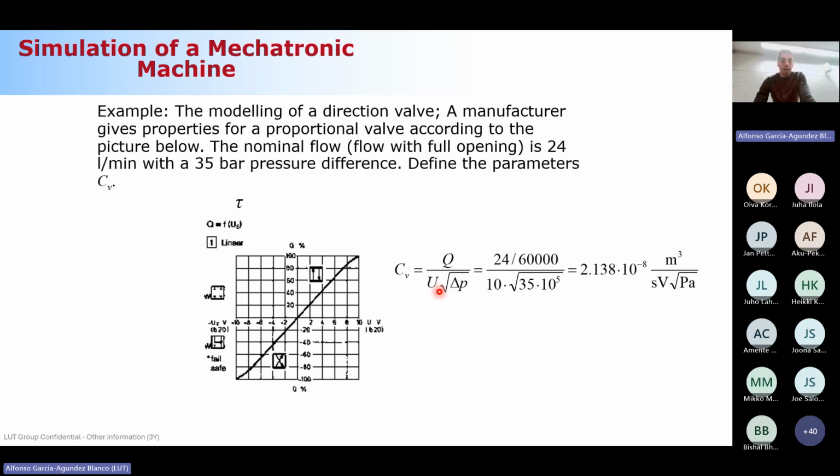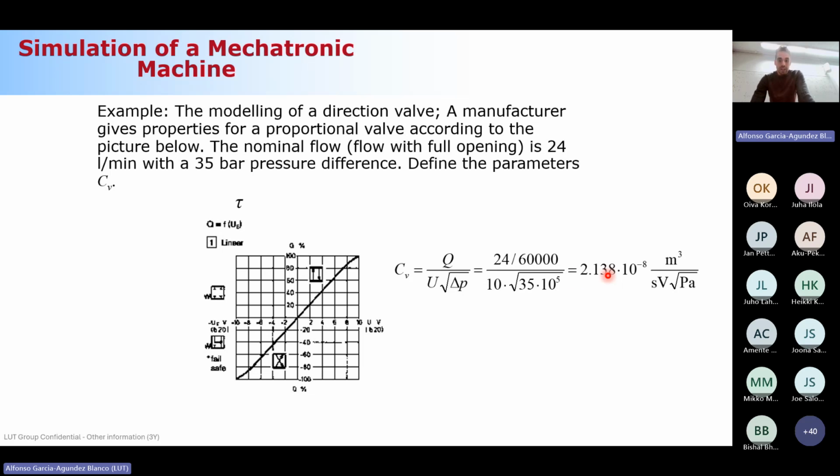Now this U, I go to the curve of the manufacturer and I see that it is 10 volts when the Q is 100%, valve fully open. I have a U of 10 volts, so that is why you can find 10 volts here. And what is the pressure difference when this happens? 35 bar. So you can substitute in the delta P 35 times 10 to the power of 5 because it's pascals. And this would be the coefficient.